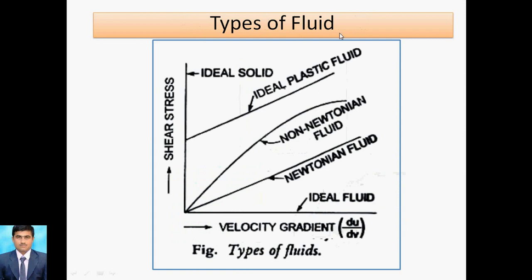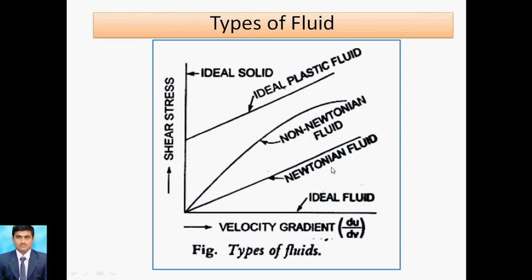Now we'll discuss the types of fluid. First, the ideal fluid. An ideal fluid is a fluid that has no viscosity. Here on the graph, the y axis represents the ideal solid. An ideal solid means it has high shear stress and can resist very well. And the ideal fluid has little shear resistance, which means the friction is zero, frictionless. The ideal fluid is called frictionless, so this is actually an imaginary fluid.